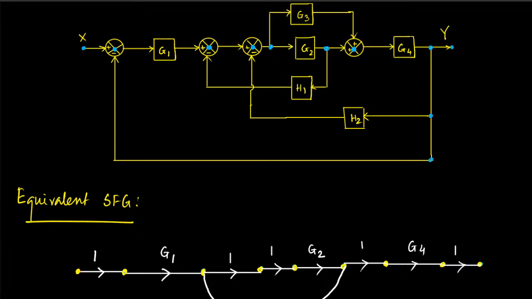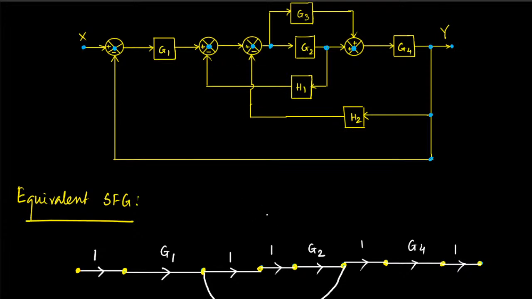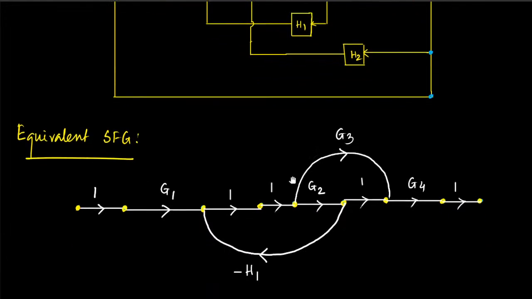So this was the one actually I was talking about, right? This was the input of G2, right? So this is the node. So I have to take it from here and feed it back to this one. So this node was actually this summing point. So this was your G3, of course without a minus sign because we already have a plus here.